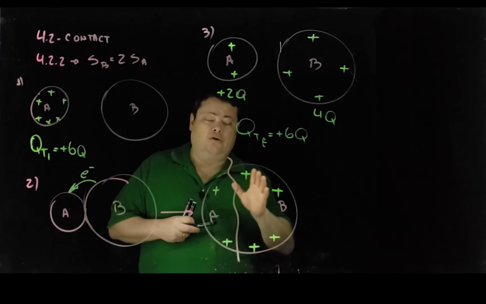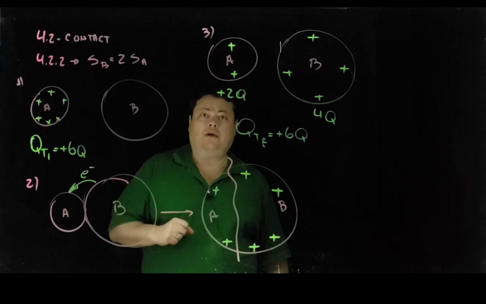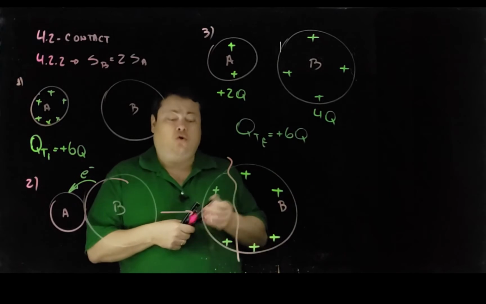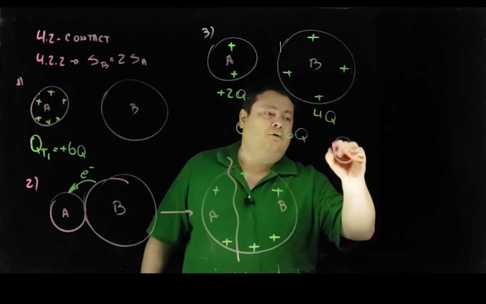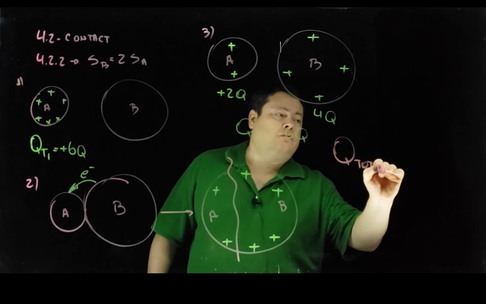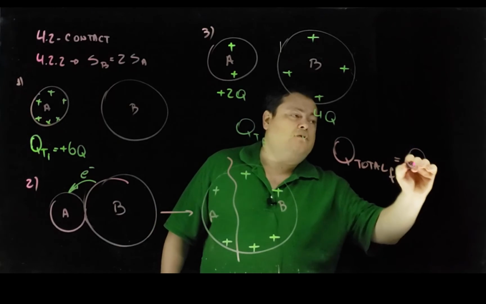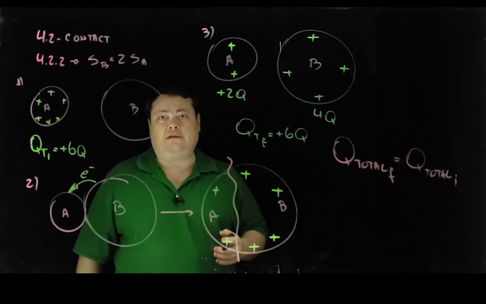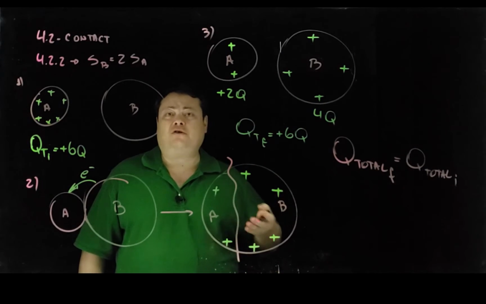Okay? So a couple things for us to consider. One, the total charge in any system remains constant. So Q total final equals Q total initial on an isolated system. This is known as the principle of conservation of charge.